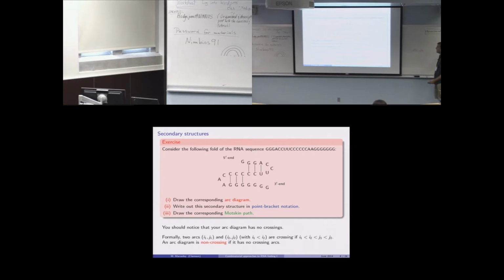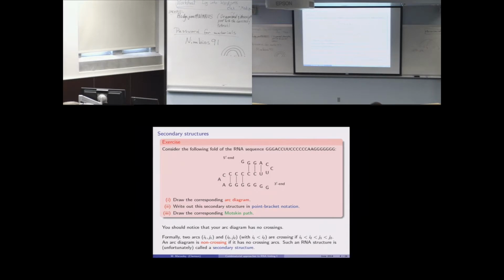Okay, so formally, if I want to make this formal, what does it mean for two arcs to cross? Let's call them I1, J1 and I2, J2. Formally, I say two arcs are crossing if I1 is less than I2, which is less than J1, which is less than J2. And we say an arc diagram is non-crossing if it has no crossing arcs.